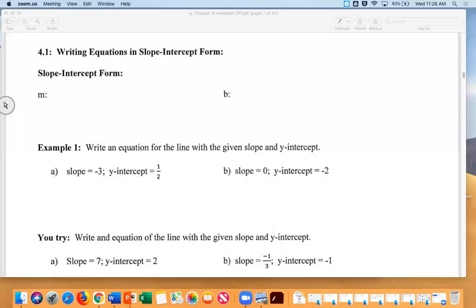All right, 4.1, writing equations in slope-intercept form. Mike, what does M stand for? It stands for slope. There we go. So up here, M is your slope. And B is your y-intercept.